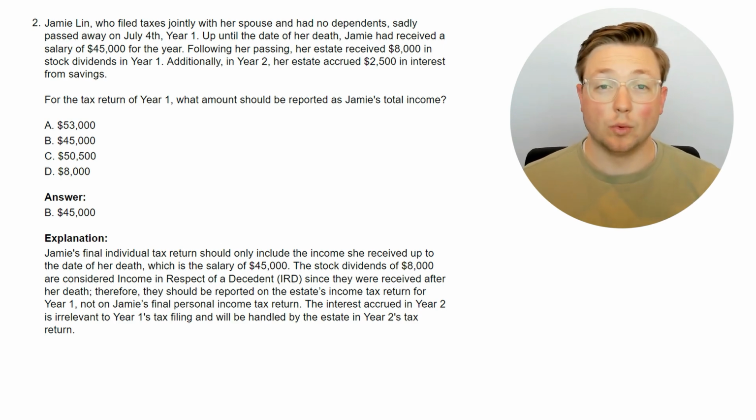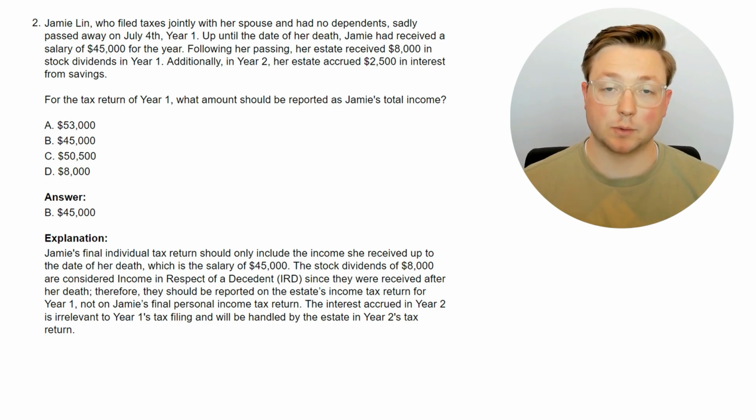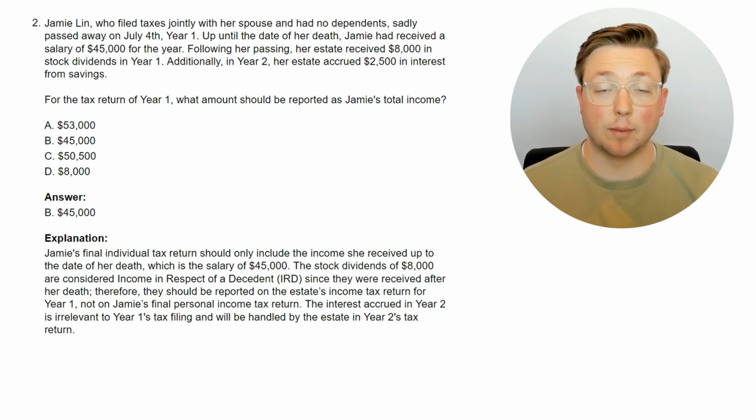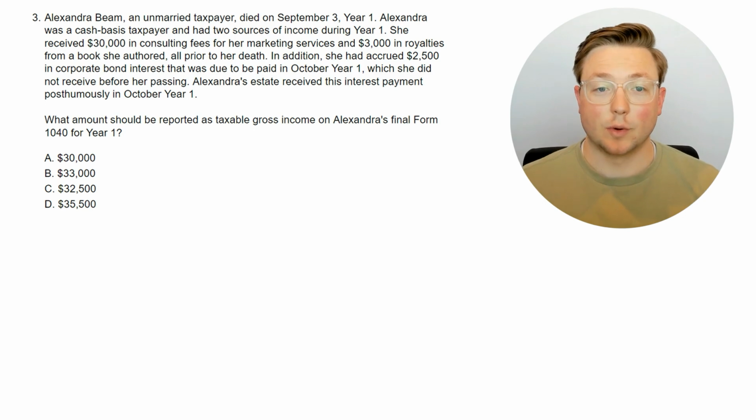So again, really simple. Whatever Jamie actually earned and received herself, that's what goes on her income tax return. Everything else that was received after her death goes to the estate or the beneficiary. Let's go to the last question just to hammer it home one more time. All right, here's the final question.